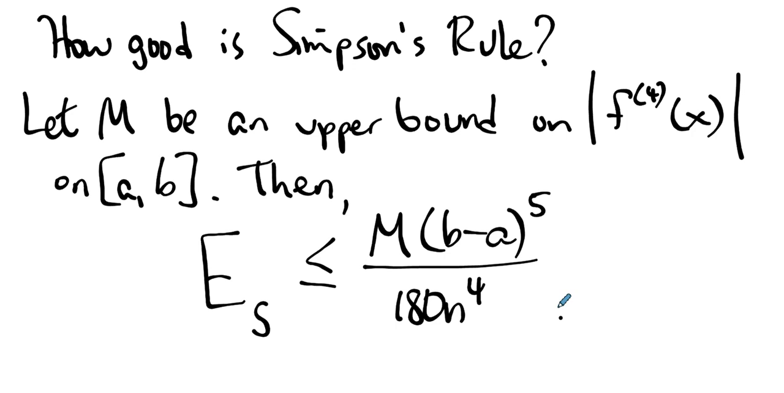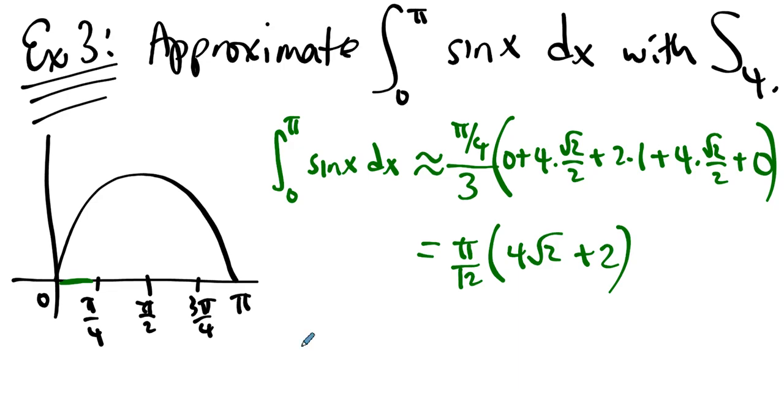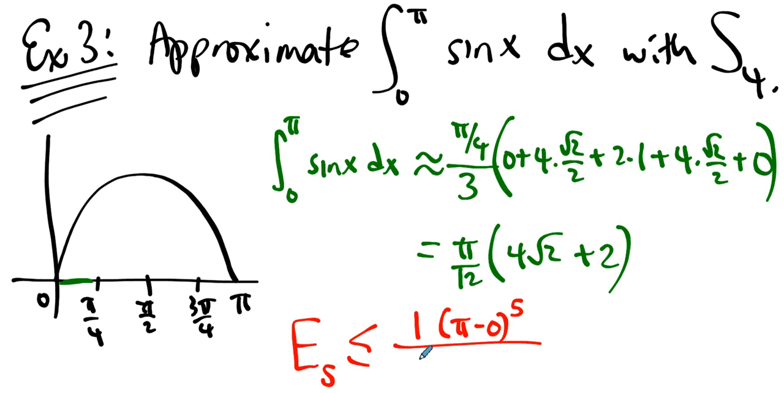Totally not a formula worth memorizing. But notice the 180 is much bigger than the 12 from the trapezoidal rule, and the n to the 4th is much bigger than the n squared from the trapezoidal rule. (b minus a) to the 5th is also bigger than (b minus a) cubed from the trapezoidal rule. So taking it back over here, the error coming from Simpson's rule is no bigger than, that M is still 1, right? The fourth derivative is sine x. Sine x is never bigger than 1, times (b minus a) to the fifth over 180 n to the fourth.